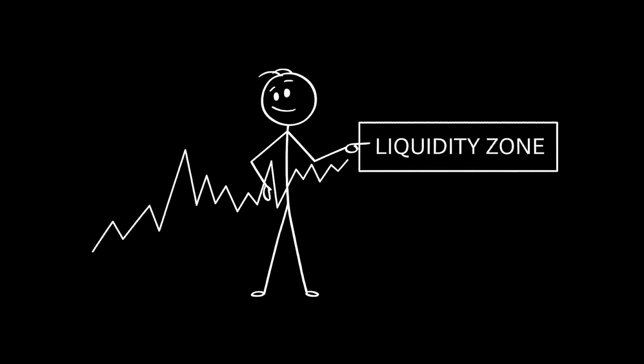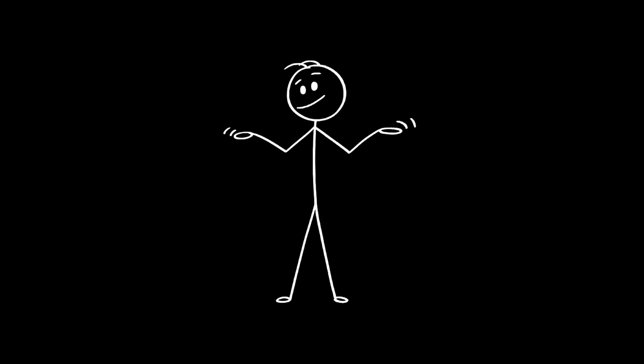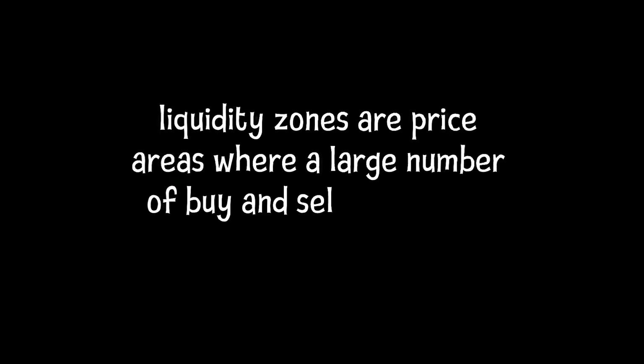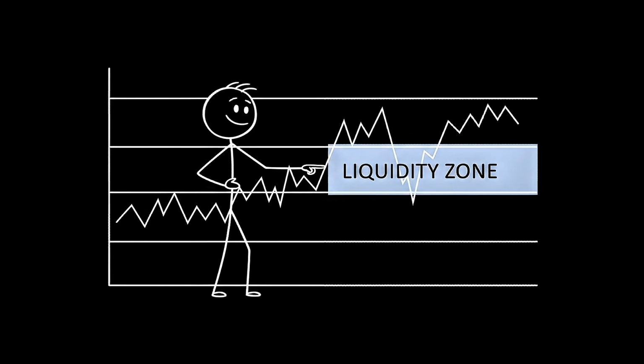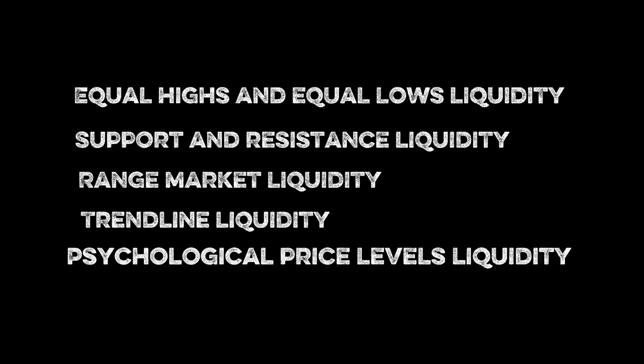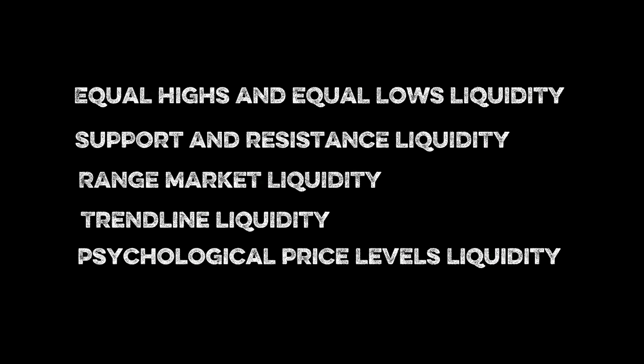Okay, let's talk about how we can spot liquidity zones. But before then, liquidity zones are price areas where a large number of buy and sell orders are concentrated. In simple terms, they are zones where many traders are waiting to enter or exit the market. Liquidity zone examples are equal highs and equal lows liquidity, support and resistance liquidity, range market liquidity, trendline liquidity, and psychological price levels liquidity. For you to fully grasp and understand, I'll explain them one after the other.